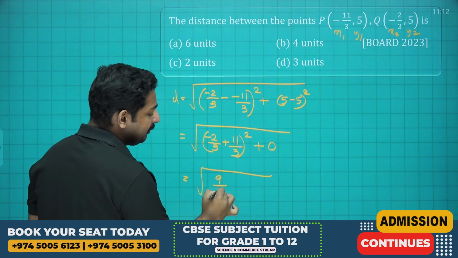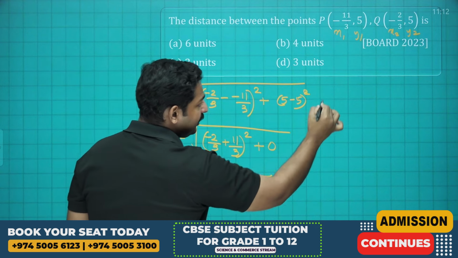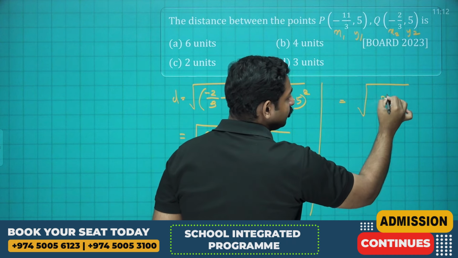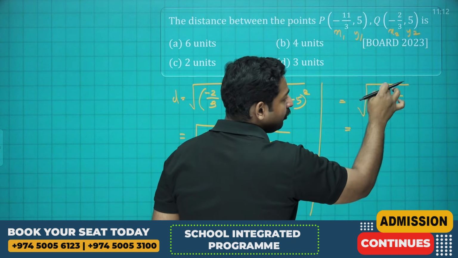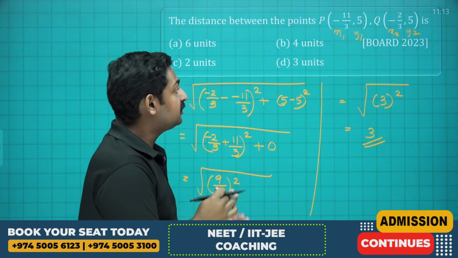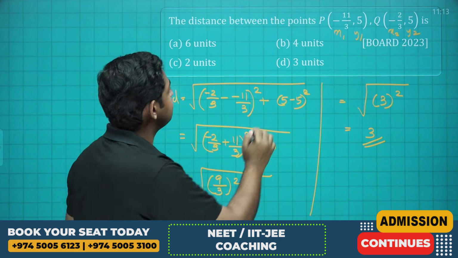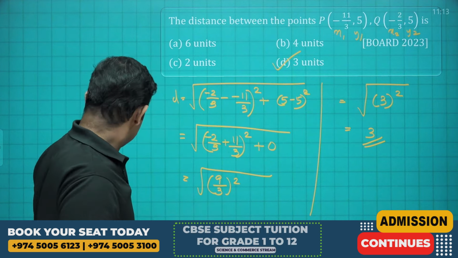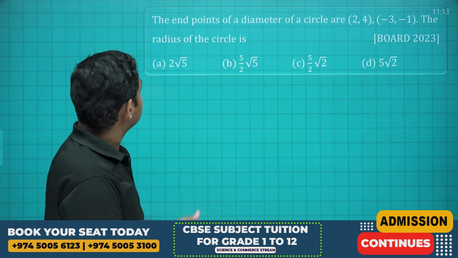On the next step, the denominator is the same, so we can add the numerators. You will be getting root of (9 by 3)^2. 9 by 3 is 3, so root of 3 squared. The root and square cancel, and the answer is 3. So 3 units is the distance. Which is the answer? Option D is the correct answer. Okay, now we can move on to the next one.